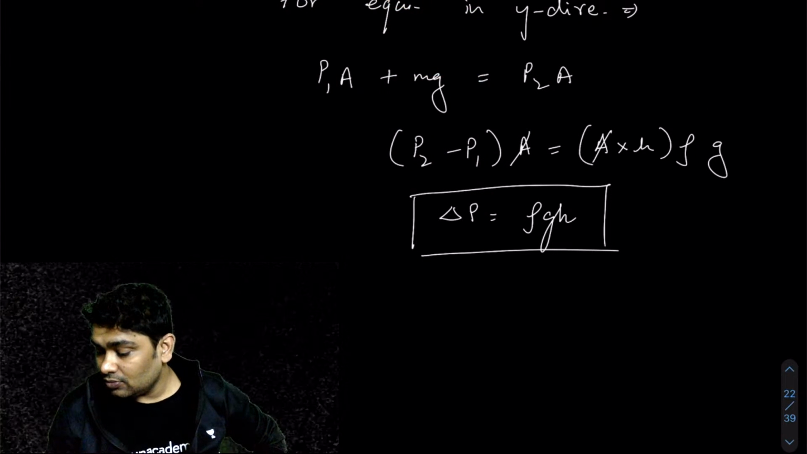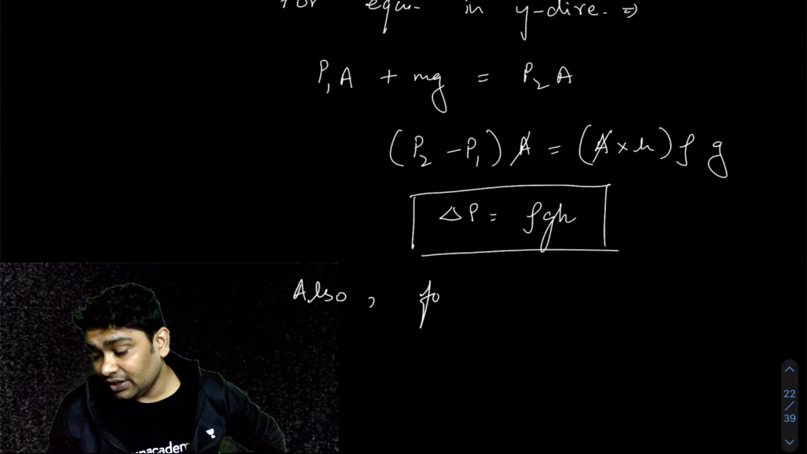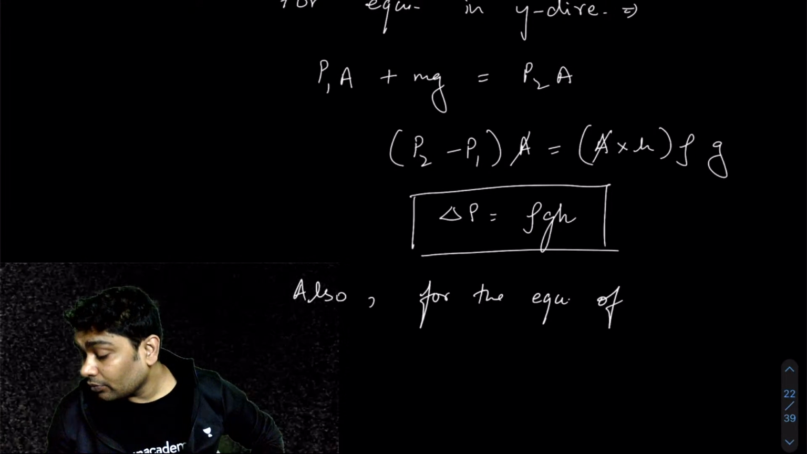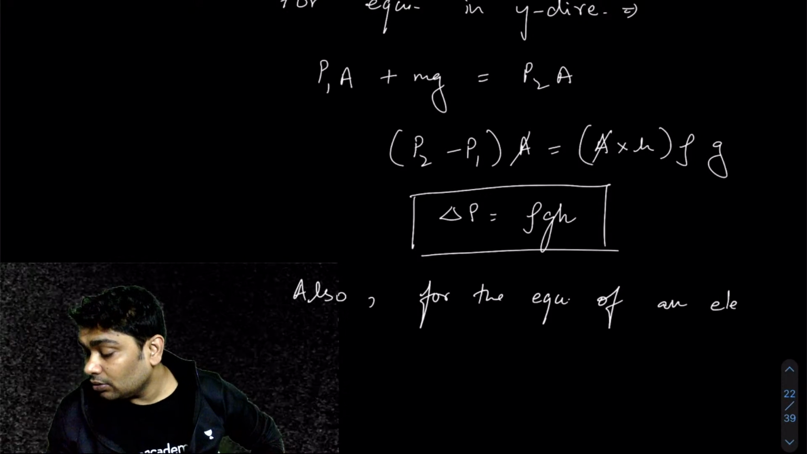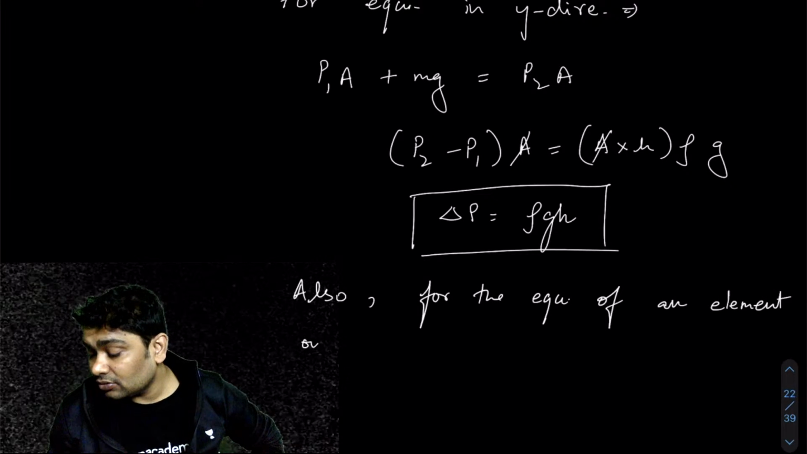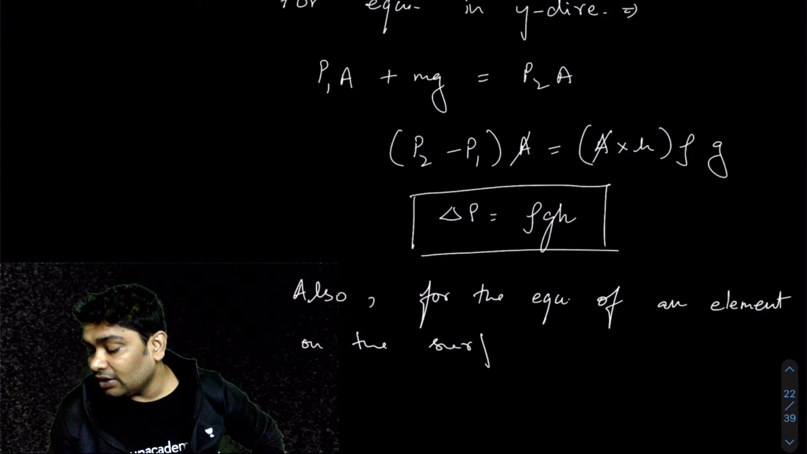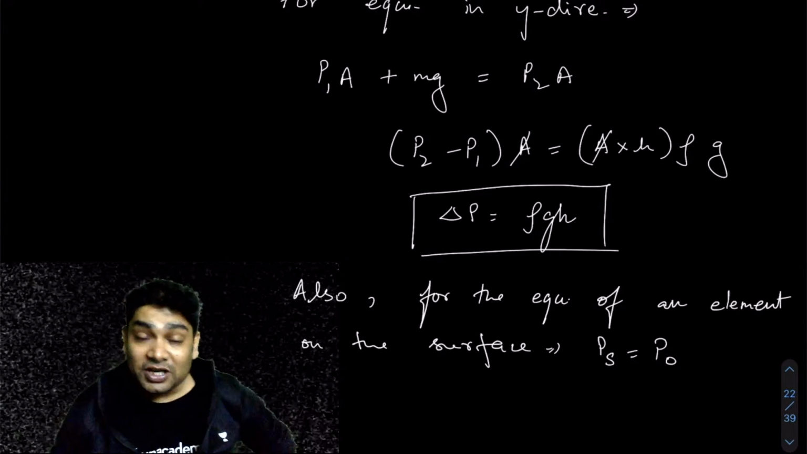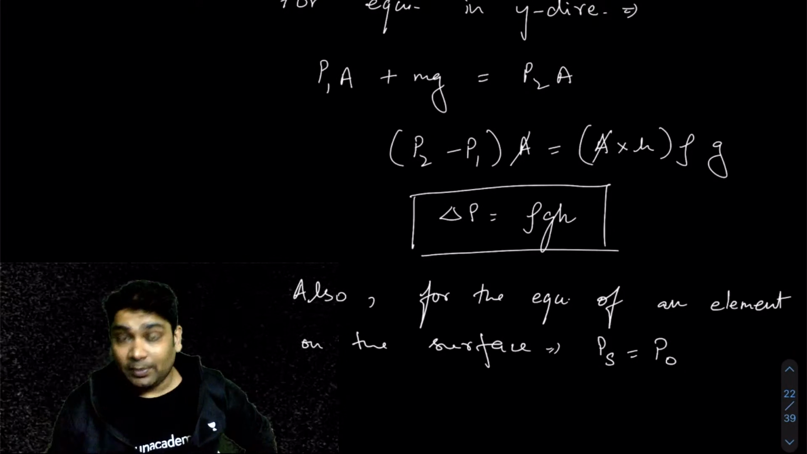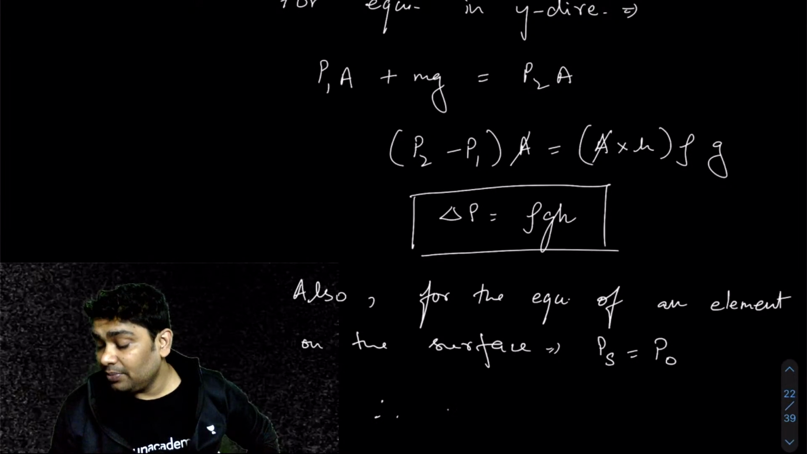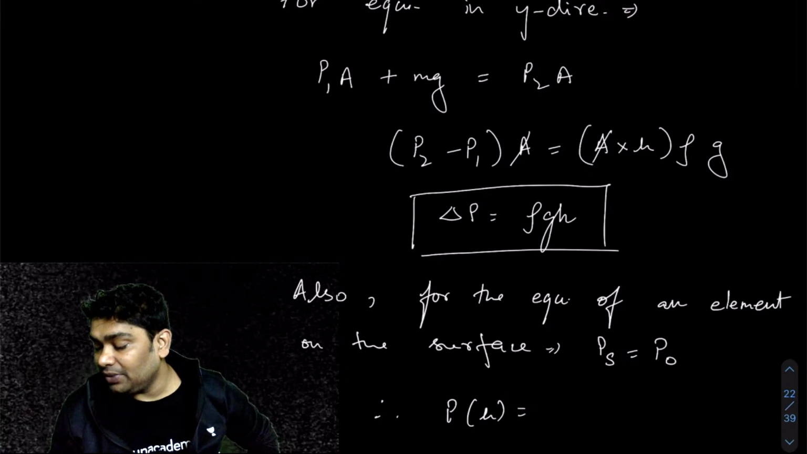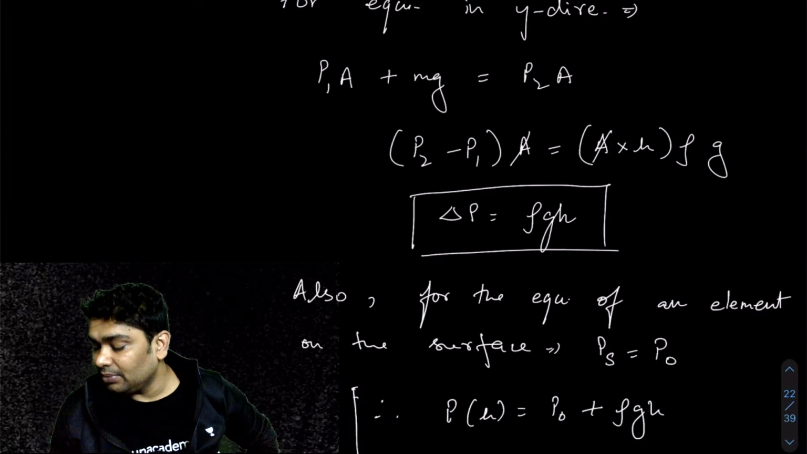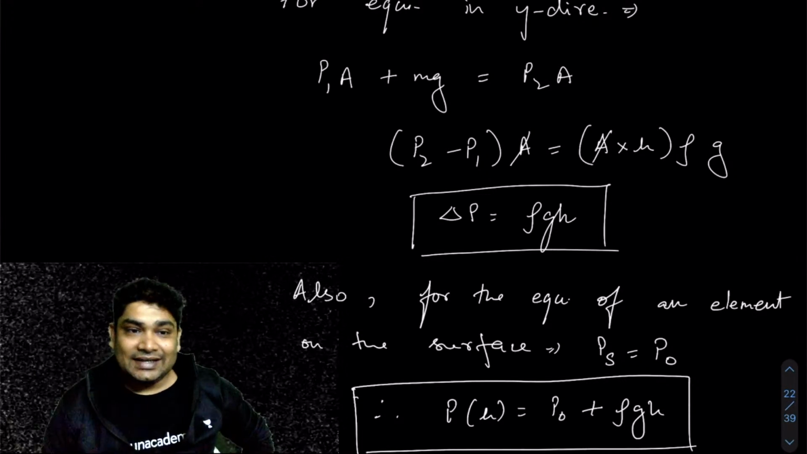Also, for the equilibrium of an element on the surface, what I'll conclude is that P at the surface of the liquid must be equal to P naught, the atmospheric pressure. That is why the absolute pressure P at any depth h would be equal to P naught plus rho gh. This is the formula that you need to remember, and this is the entire proof of this.